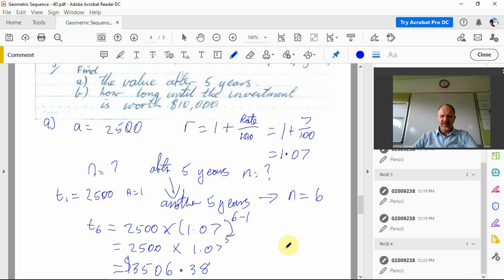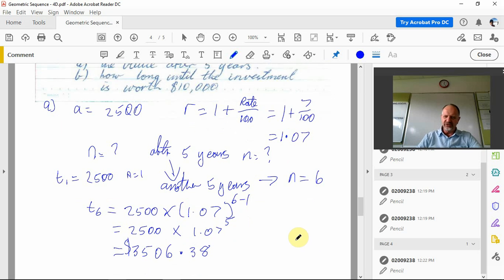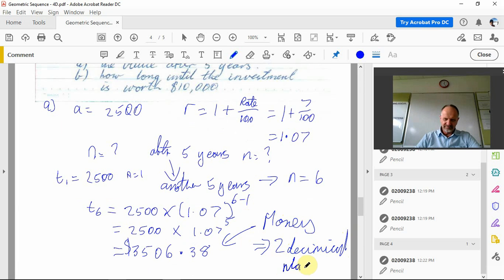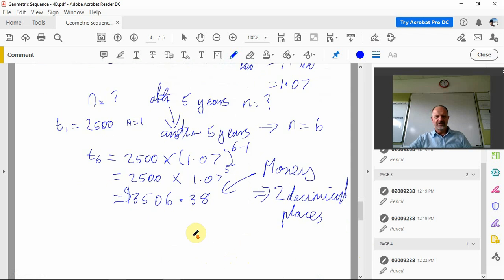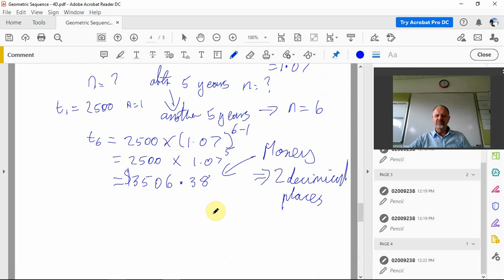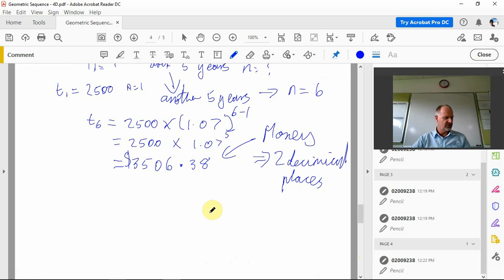All right, and in this particular question, and any questions involving money, what that means is 2 decimal places. All right, that's a given. We do things in dollars and cents, and here's the cents, so we're not interested in if there's any more. So you need to always, for money things, round off to 2 decimal places, unless you're told otherwise, of course.